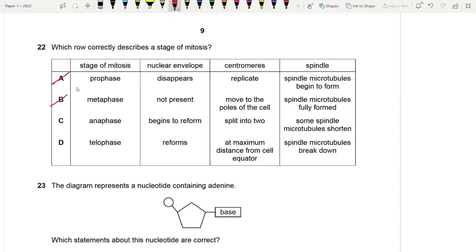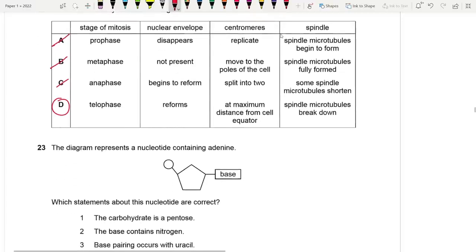Anaphase, nuclear envelope begins to reform. No, it begins to reform in telophase. Okay, it begins to reform and reforms in telophase, not anaphase. Okay, in telophase at maximum distance from cell equator. True. Spindle microtubules breakdown. D looks good. 22 is D. So which ones were wrong here? Basically, these have already replicated. These have already moved to the opposite sides. There's a brief period between prophase and metaphase. Some things happen then, right? And yeah, this is wrong.